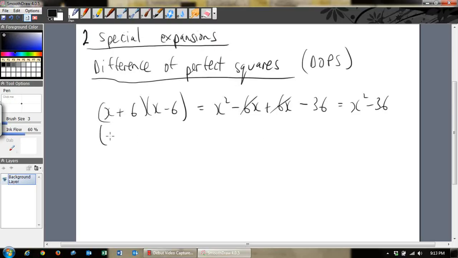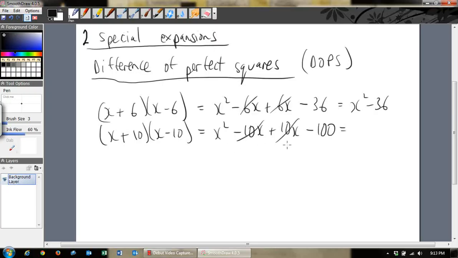Okay, let's just try another one. X plus 10, x minus 10. Let's see if you can get the pattern. X times x is x squared. X times negative 10 is negative 10x. Positive 10 times x is positive 10x. And positive 10 times negative 10 is negative 100. If we simplify that, again negative 10x and positive 10x cancel out, and you just get x squared minus 100. So let's just have a look at these two examples.